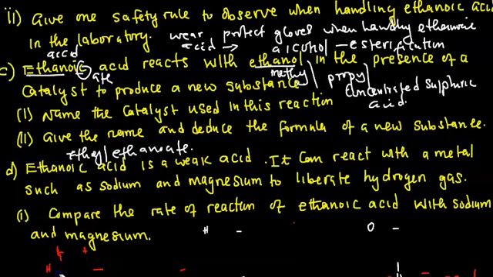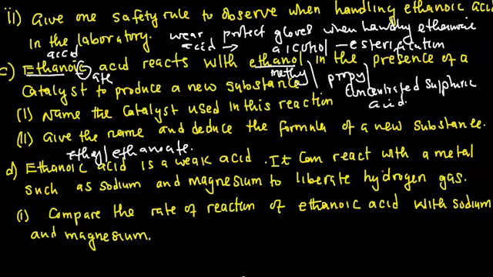Ethanoic acid is a weak acid. It can react with metals such as sodium and magnesium to liberate hydrogen, which means to produce hydrogen. And that is what happens for acids typically. Generally, they react with metals to form hydrogen gas. So here they are telling you that it can react with a metal to form hydrogen gas, in the case of magnesium and sodium.